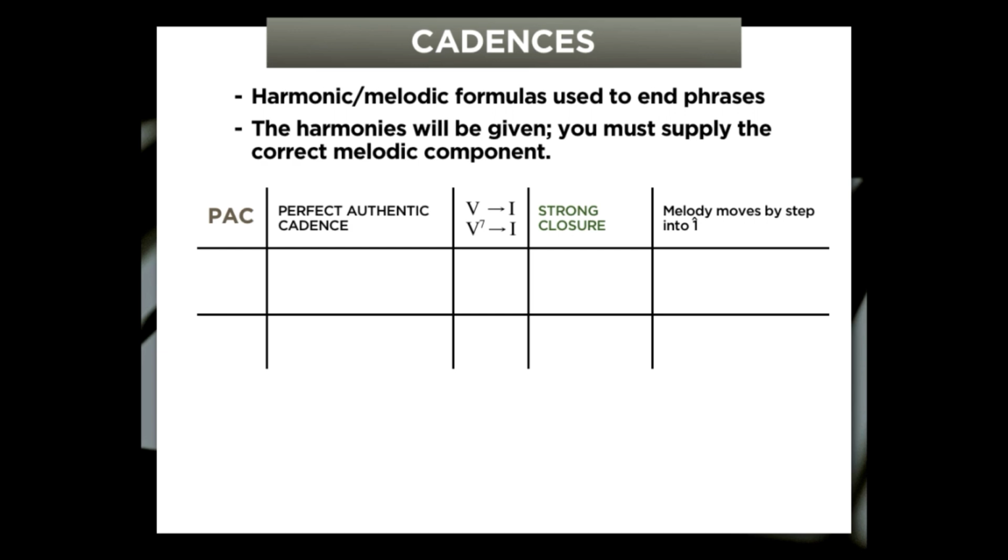So there's our dominant. Melody moves from 2 to 1, or maybe from 7 up to 1.